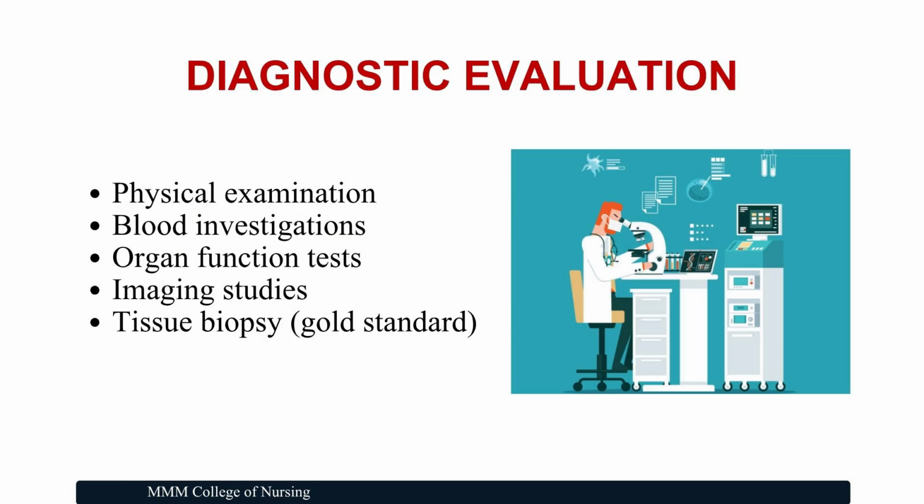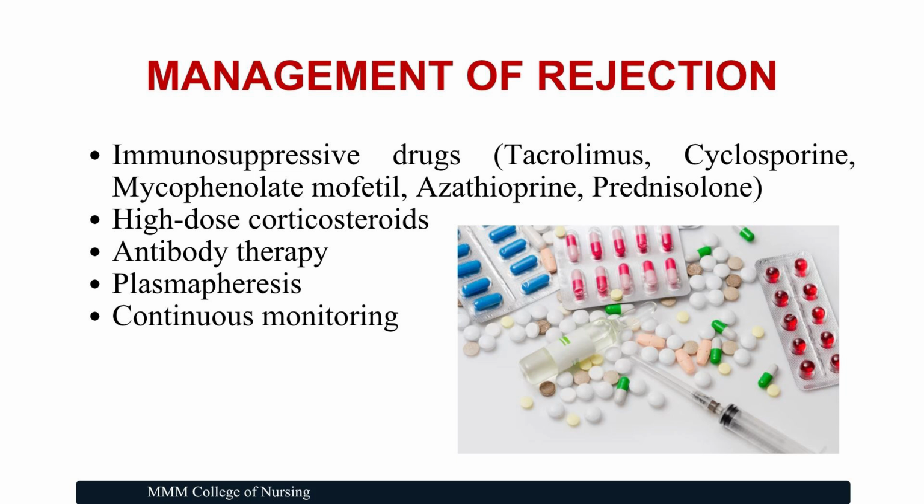Okay, next one is diagnosis. To confirm rejection, several diagnostic tools are used: thorough physical examination, blood investigations, organ function tests like renal and liver function panels, imaging studies, and the gold standard, tissue biopsy, which gives us definitive confirmation of rejection and its severity. Okay, now once rejection is confirmed, management focuses on suppressing the immune response.